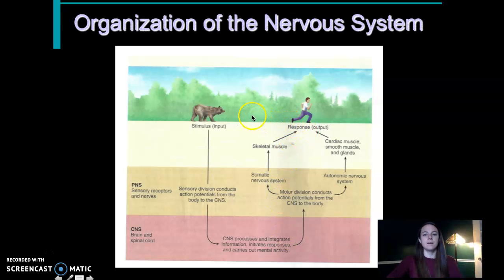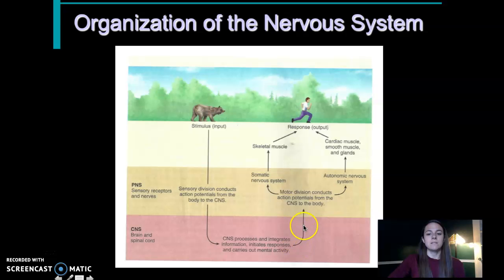So this is the same diagram from the previous page, but just a real life situation here. Peripheral nervous system, our eyes see or our ears hear a bear in the woods. Okay, so the sensory division conducts an action potential, and we'll talk about action potentials in a minute, from the body to the central nervous system. So our eyes and ears sense that there's a bear. That signal gets carried to the brain in the central nervous system. The brain processes and integrates the information and decides, yes, this is important to pay attention to. How are we going to respond? So we initiate responses and carry out mental activities.